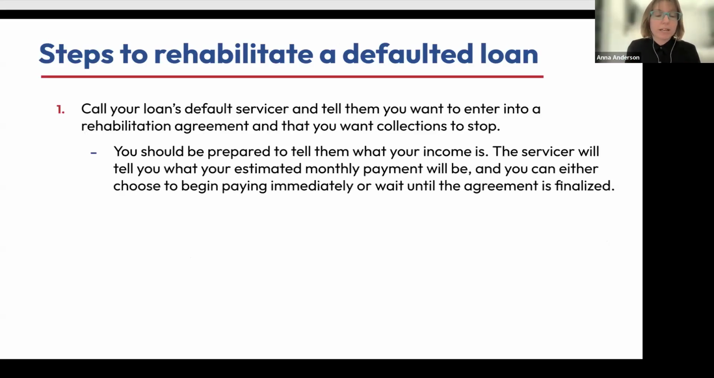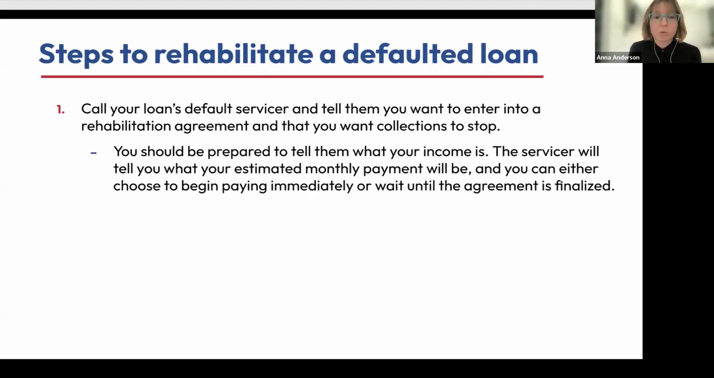Now, if your loans are in default, they're going to be with a default servicer, most likely the default resolution group, but it may not be the default resolution group if you have an older type of loan, such as an older type of FFEL or Perkins loan. So you want to call them first and let them know that you want to enter into a rehabilitation agreement to get your loan out of default and to stop collections if you're encountering any collection activity.